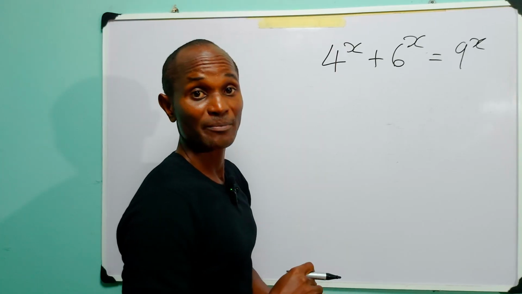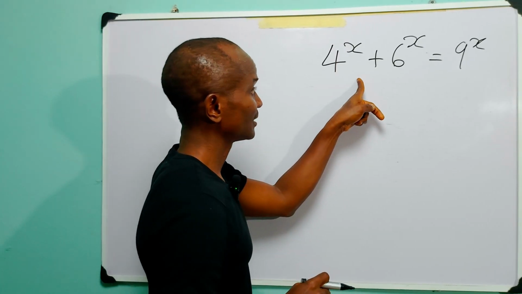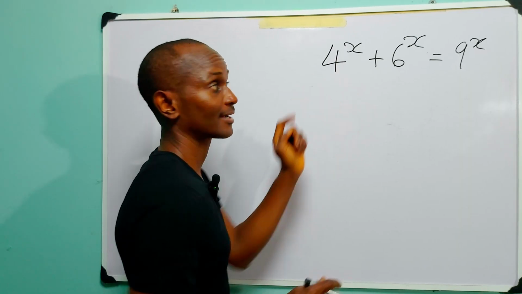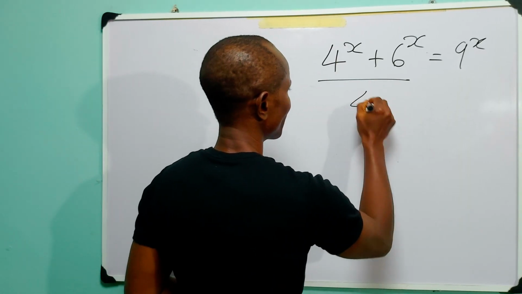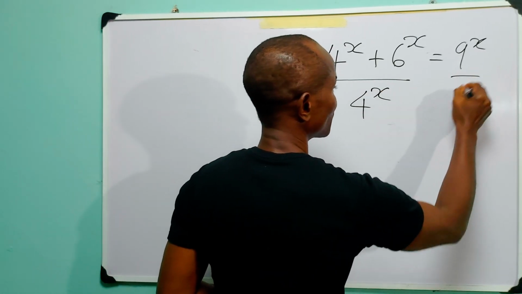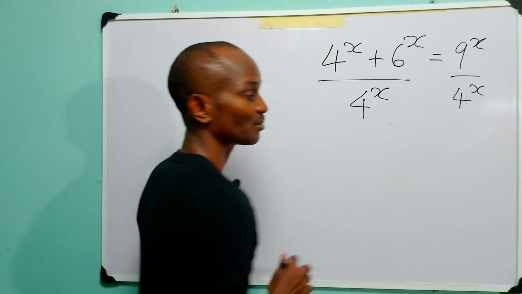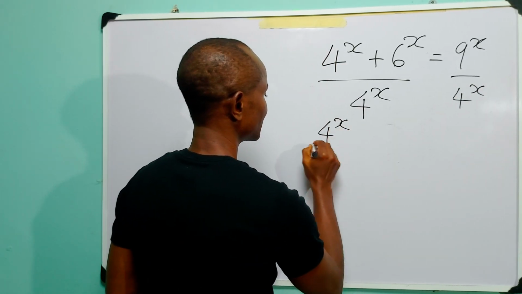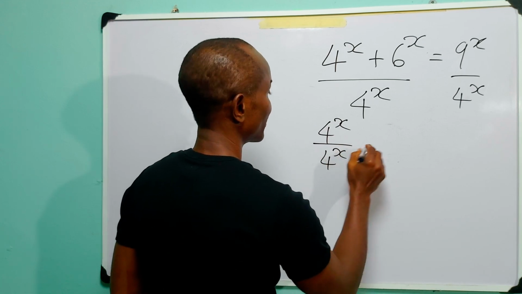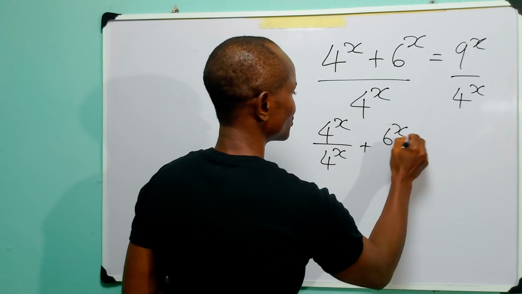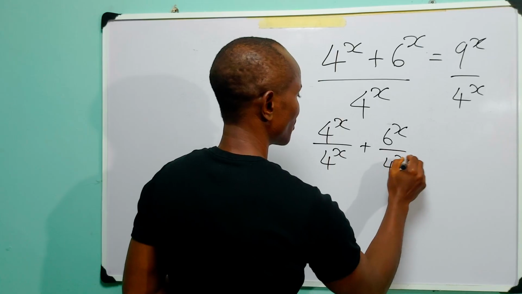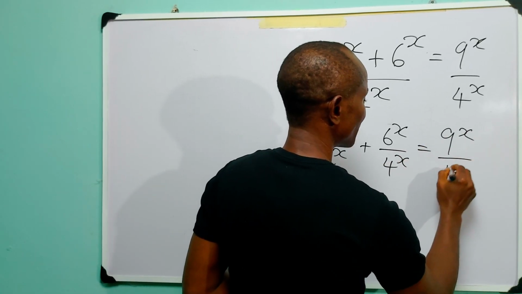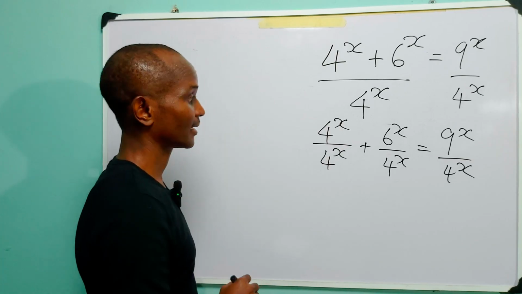So to solve this problem, first of all, let us divide both the left-hand side and the right-hand side by 4 raised to power x. So we have this over 4 raised to power x is equal to this over 4 raised to power x. Now, of course, this is 4 raised to power x divided by 4 raised to power x plus 6 raised to power x divided by 4 raised to power x is equal to 9 raised to power x divided by 4 raised to power x.